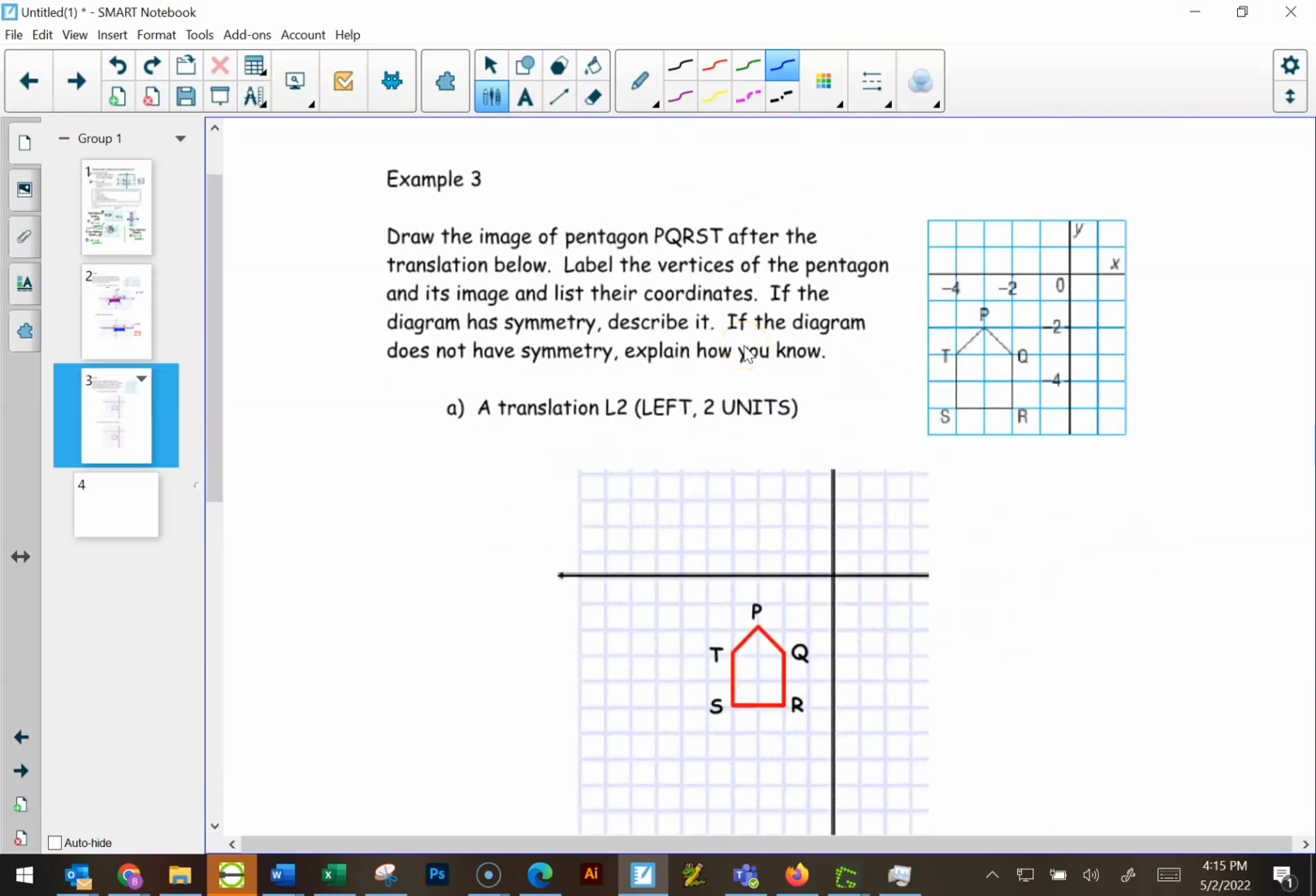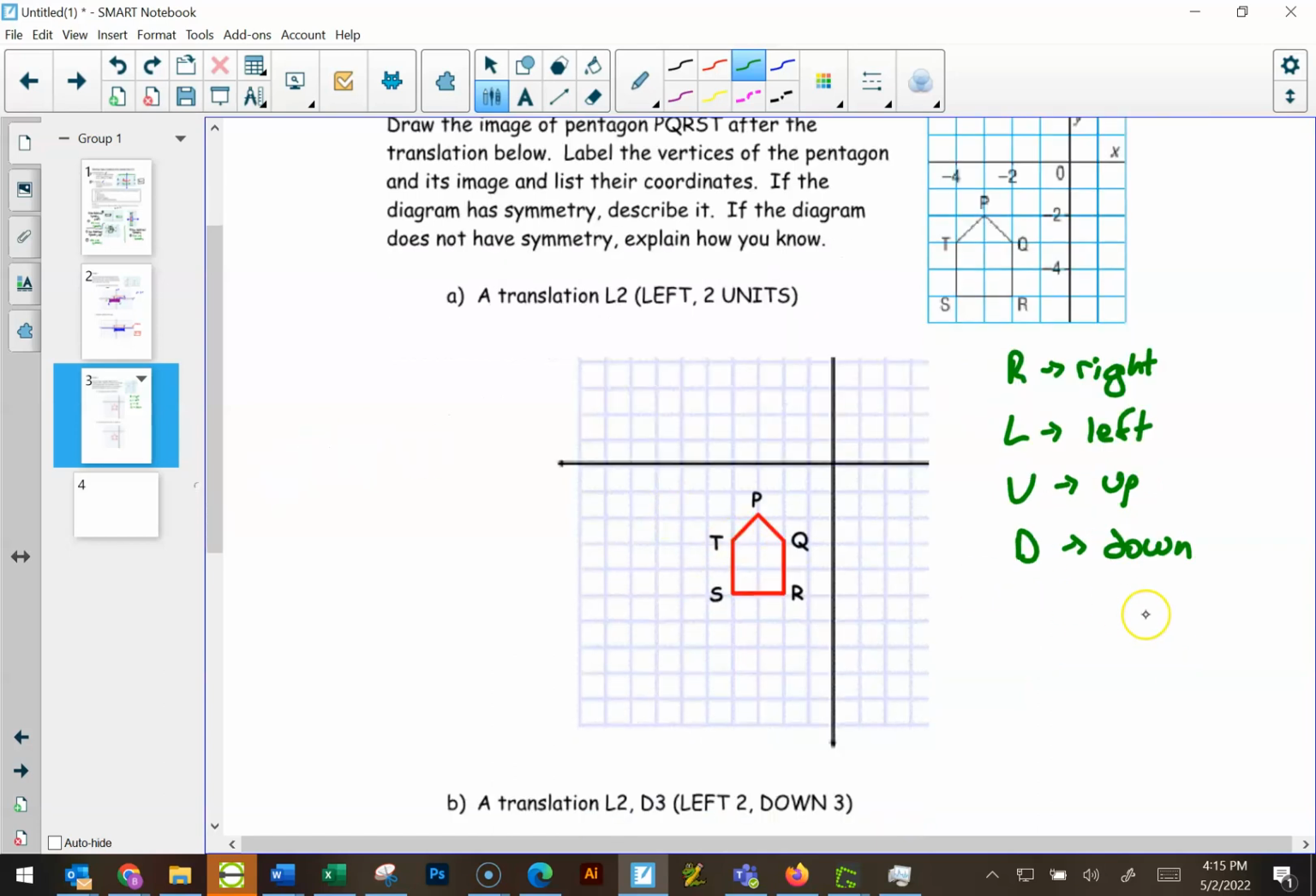Okay, the last point here is something called a translation, and translations are probably the easiest part of this unit. It's going to use R for right, L for left. I think you see where this is going. U for up, and D for down. All we're doing when we're translating objects for these examples is moving the entire object. You don't have to rotate anything. And rotations, I feel, are a lot more difficult to visualize than just picking an object up and moving it. So students typically don't have any difficulty with this at all.